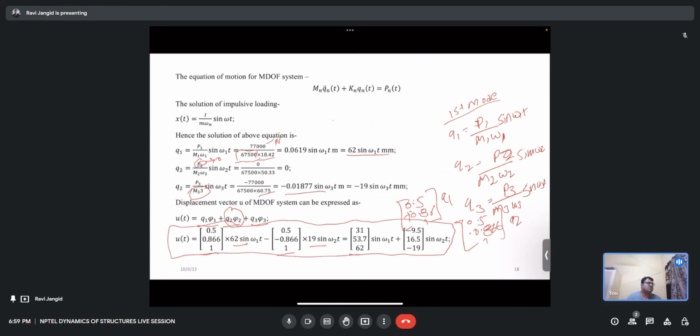Okay, so this is the last question I have discussed. These four questions are all related to the forced vibration response of the multi-degree of freedom system, in which we have discussed various cases for calculating the displacement and the shear.